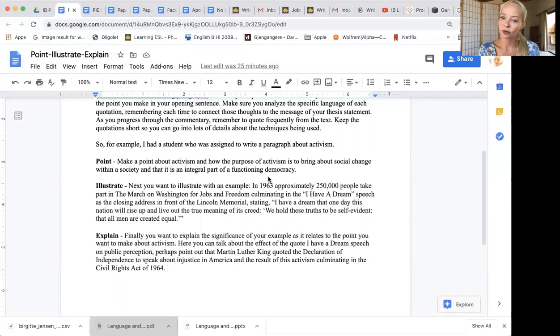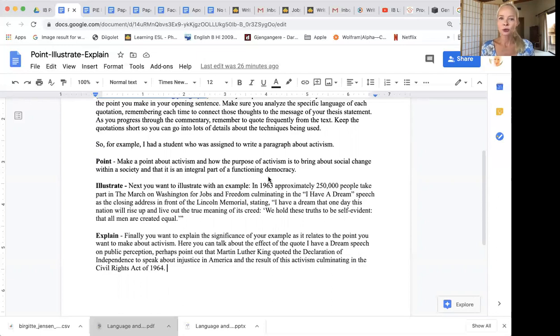In 1963, about 250,000 people took part in the March on Washington that culminated in Martin Luther King's speech at the Lincoln Memorial. I Have a Dream, probably heard of that one. And in this speech, he said, "I have a dream that one day this nation will rise up and live out the true meaning of its creed. We hold these truths to be self-evident that all men are created equal." So in Martin Luther King's speech, he also quoted the Declaration of Independence, and that was his point.